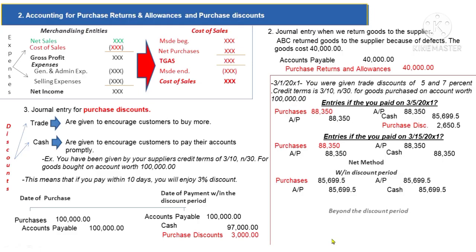But what if you paid beyond the discount period? If you paid beyond the discount period, at the date of purchase, the entry is still debit purchases 85,699.5 and credit accounts payable 85,699.5. But at the date of payment, you are to debit the accounts payable of 85,699.5, but you are to credit cash of full 88,350 as payment because you paid beyond the discount period.